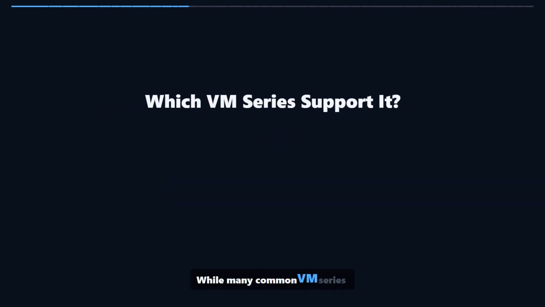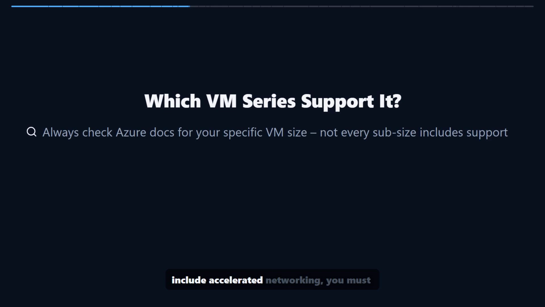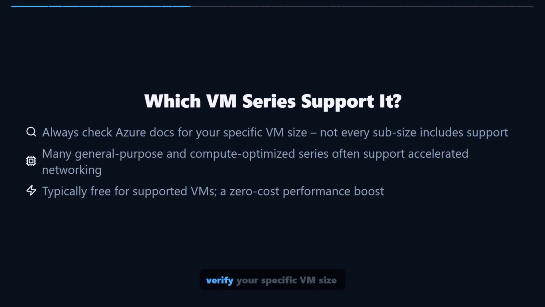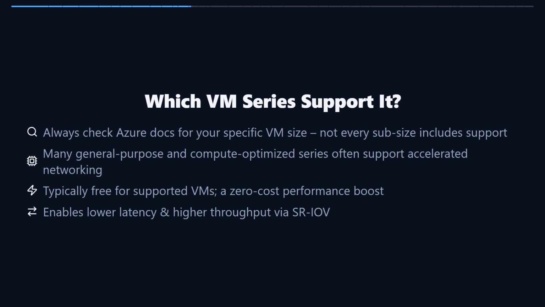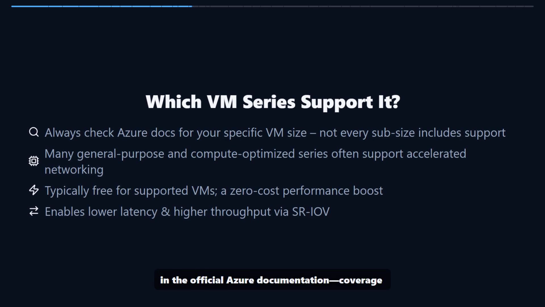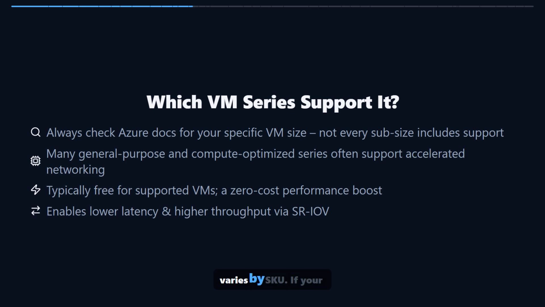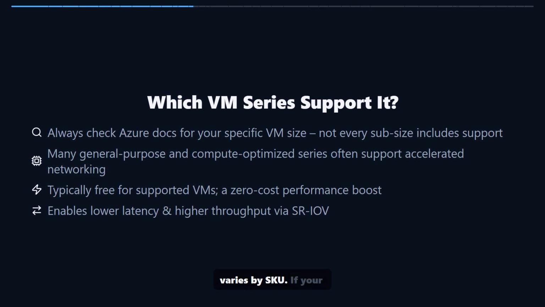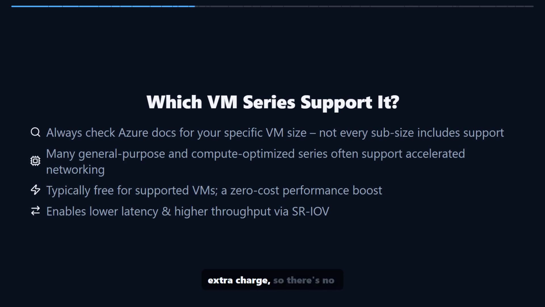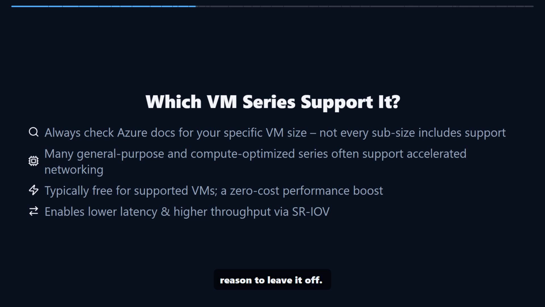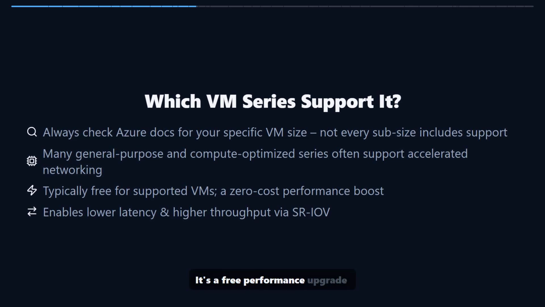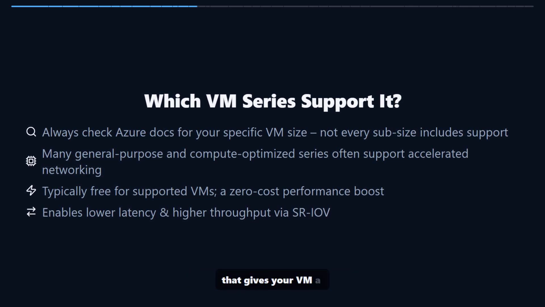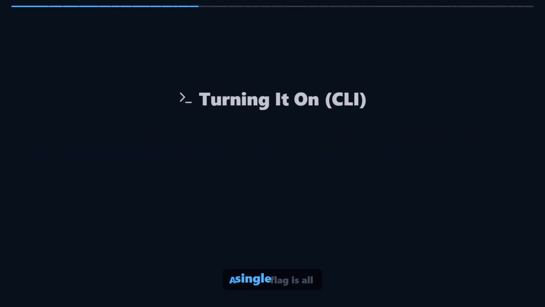While many common VM series include accelerated networking, you must verify your specific VM size in the official Azure documentation. Coverage varies by SKU. If your VM qualifies, there's typically no extra charge, so there's no reason to leave it off. It's a free performance upgrade that gives your VM a direct path to the physical network hardware. A single flag is all it takes.